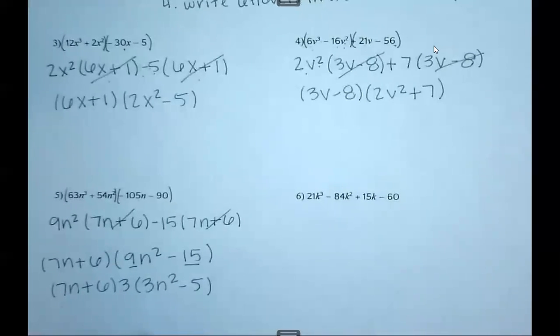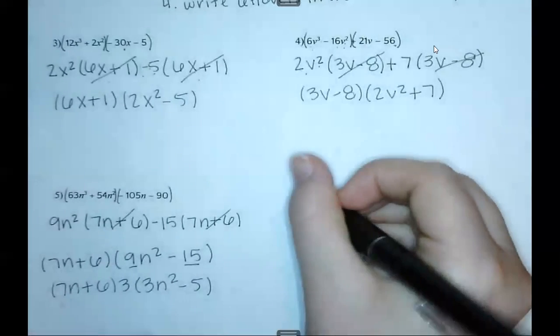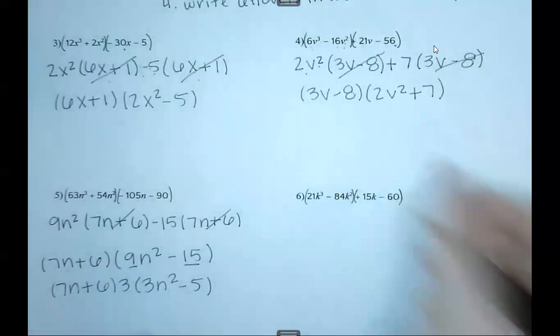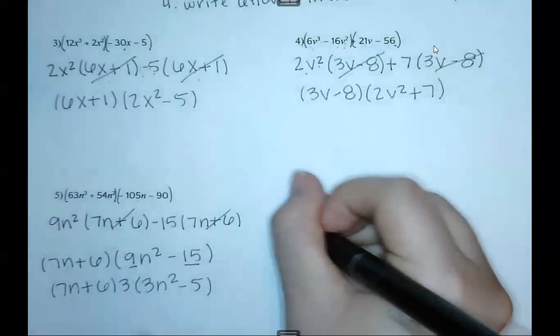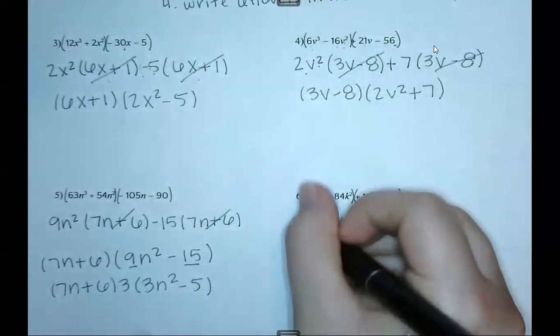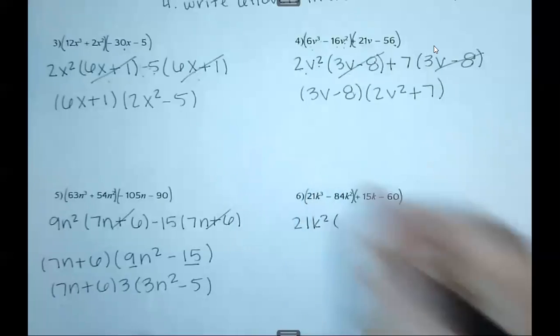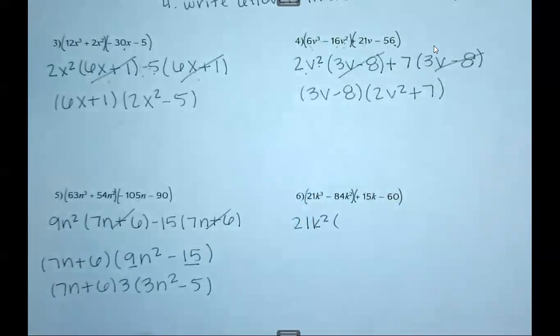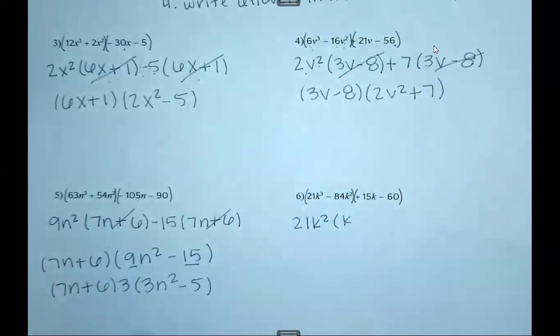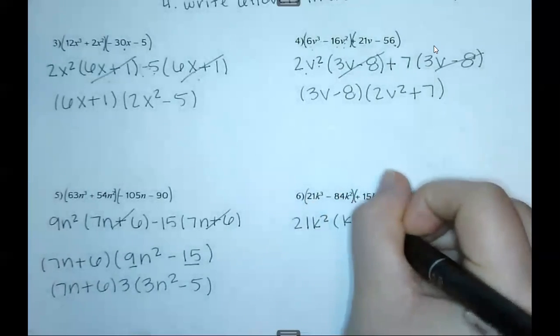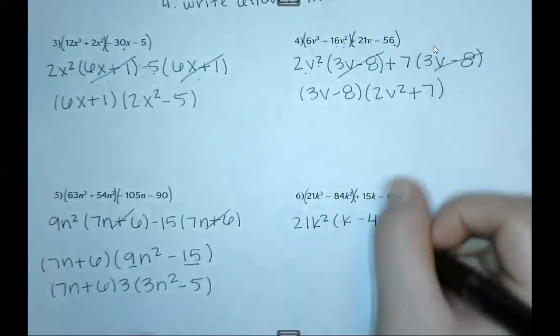All right, number 6. We make our two groups. In group 1, I'm looking for the biggest number I can pull out of 21 and 84, and that would be 21. And they both have at least k squared. 21 divided by 21 is 1. If I take k squared out of k cubed, I'm left with k. Negative 84 divided by 21 is going to give you negative 4, and we took out the k squared.